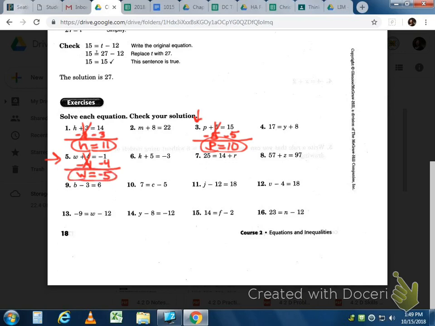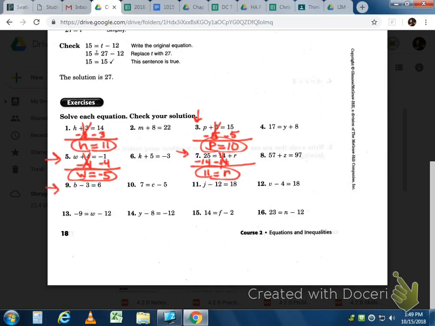Number 7. I want R alone. Andrew, what needs to go away from the R? 14. How do I make 14 go away? Subtract it. Subtract 14 there and there. Okay, what's going to go below the line? 11 equals R. All right, what about number 9?